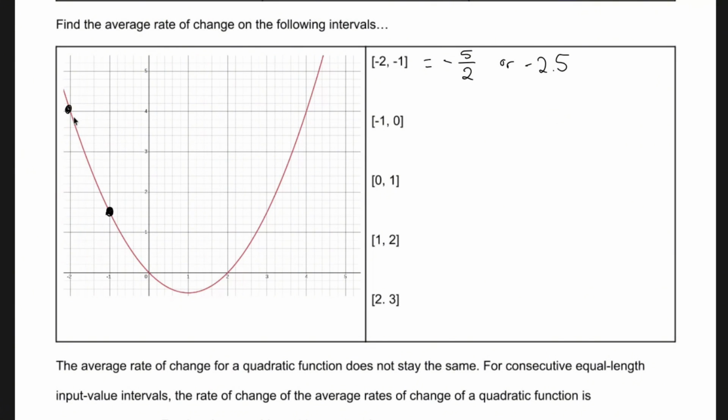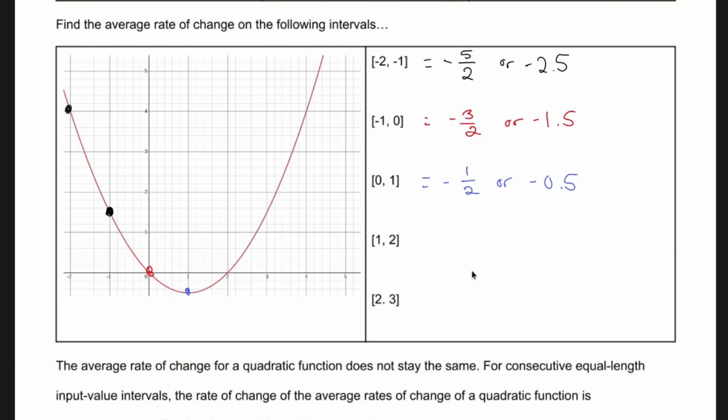Now to go from -1 to 0, here's -1, here's 0. I'm going to go down 1/2 and another 1, so down 1.5 over 1. So down 1.5 is -3 over 2, or just -1.5. Let's go from 0 to 1. From 0 to 1, looks like we're only going down 1/2 over 1, so that is -1/2, or -0.5.